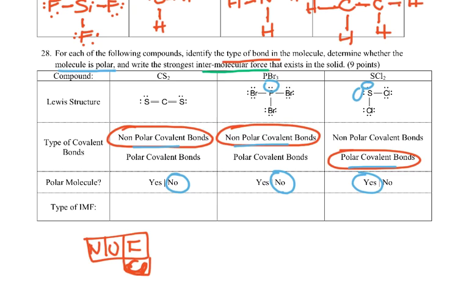Okay, what type of IMF? Well, if we have a non-polar molecule, it has to be London dispersion forces. I did that wrong. London dispersion forces. Okay, here's polar. Is it H with F, H with N, or H with O? No, we haven't even got any H's, so that's not hydrogen bonding. It's going to have to be DDI, dipole-dipole interaction. A polar molecule attracted to another polar molecule. And that's 9 points we just earned.